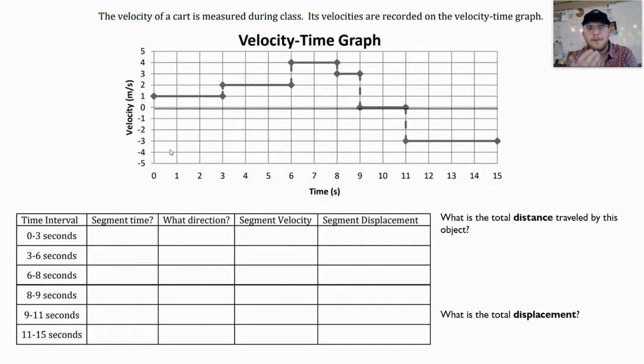This is a good review of what we've been doing over the past couple of days. So what is a velocity time graph? It's basically just a graph that shows us what our velocity is at any point in time. So for example, what does that mean?